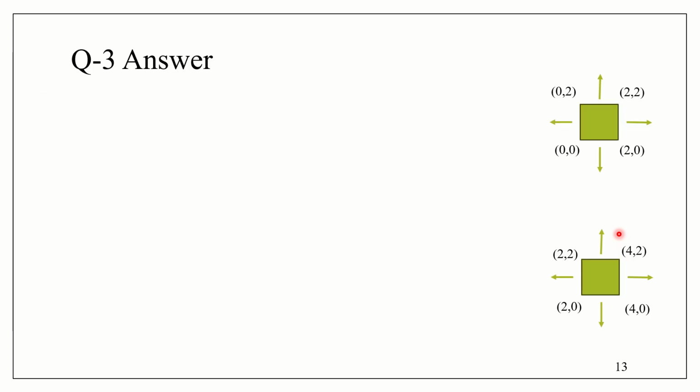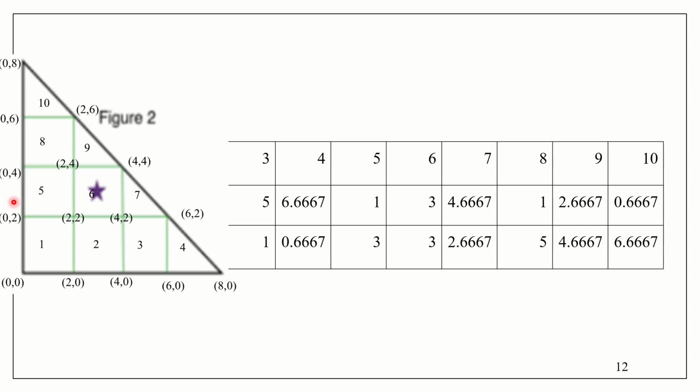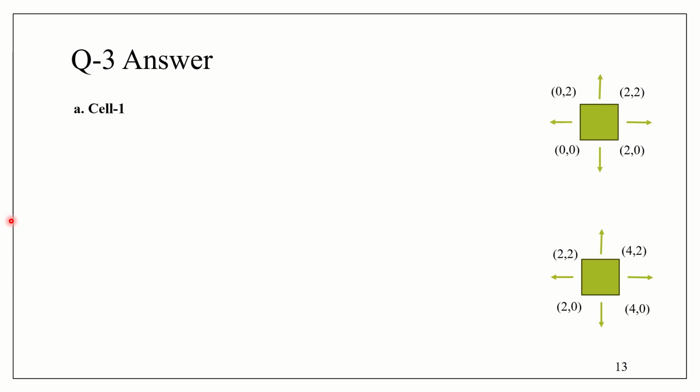After the centroid calculation, now we are going to write the discretized equation for all individual cells. So now we are starting with cell 1. Remember, it is 0, 0, 2, 0, 2, 2, 0, 2. This is cell 1.